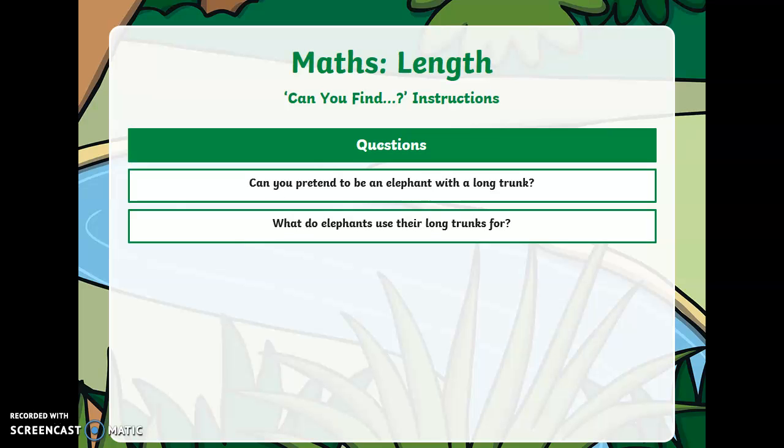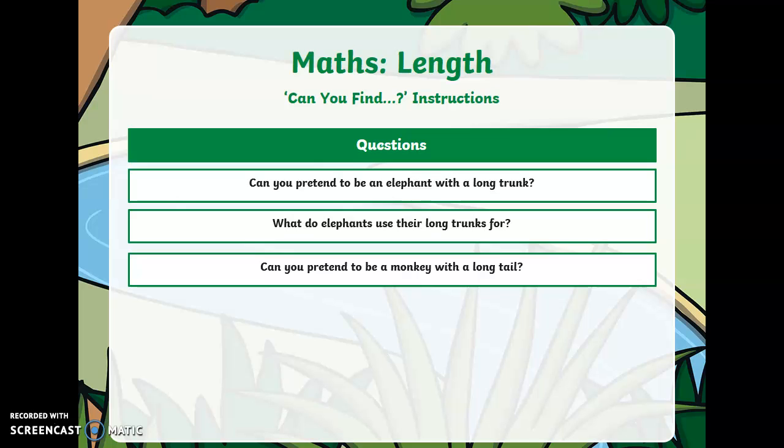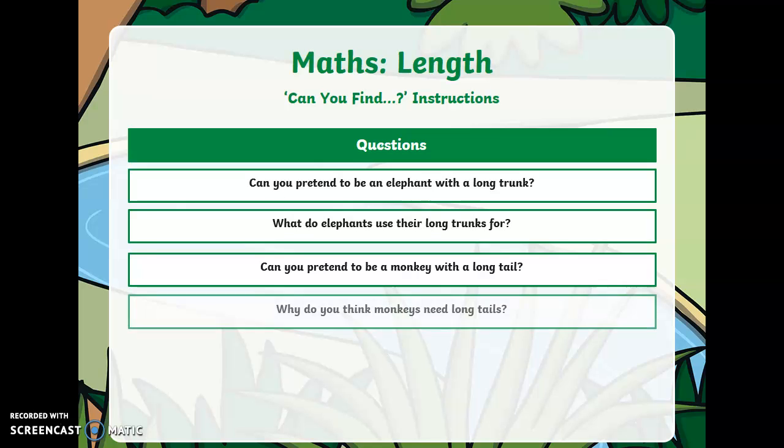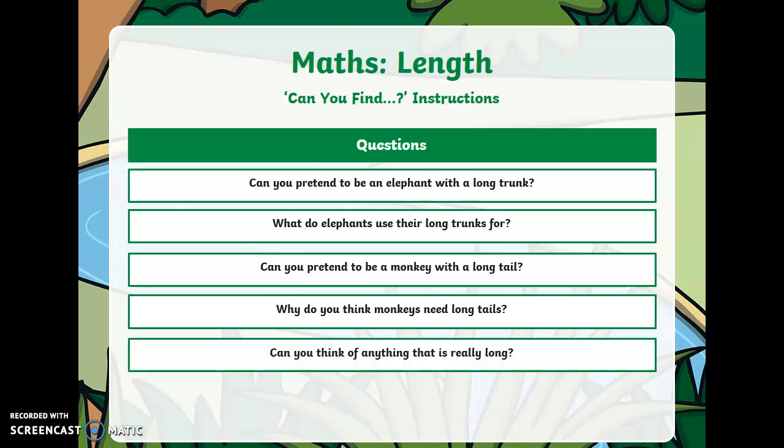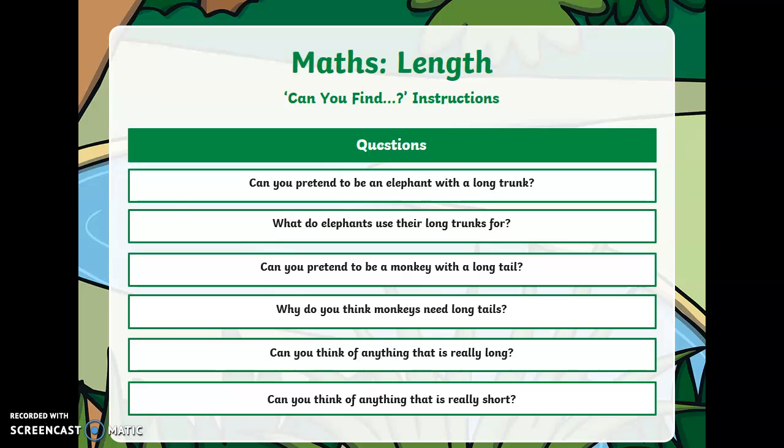That's interesting. Can you pretend to be a monkey with a long tail? Again, you could use your arm, or you could try and make something. You could tie something around your waist. How long can you make that tail? And why do you think monkeys need long tails? If you don't know the answers to some of these, you could use Google to find out. Can you think of anything that is really, really long? And can you think of anything that is very short?